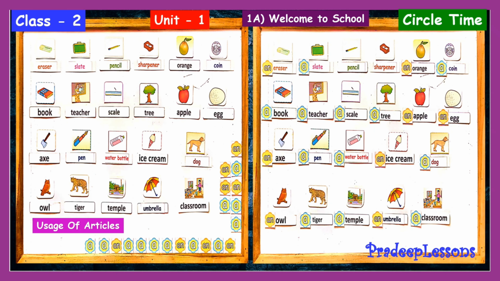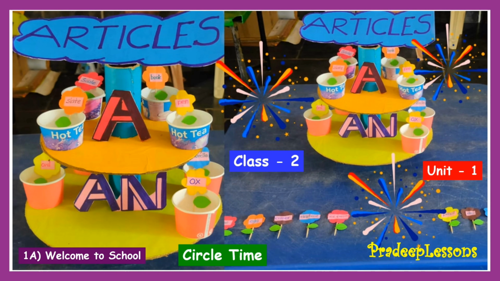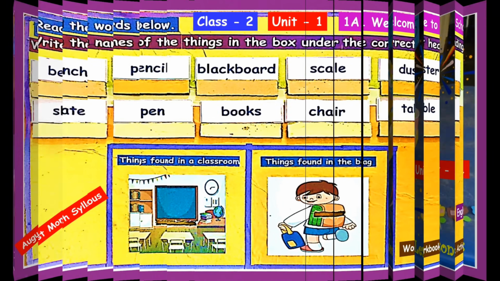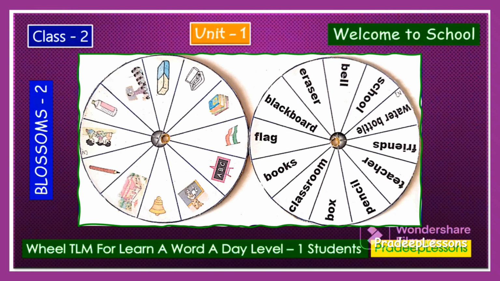Another model of teaching learning materials for usage of articles. This is 3D object type teaching learning material for usage of articles. Next, my teaching learning material is about classification of things in a classroom and things in the bag. Next, my TLM is wheel TLM.